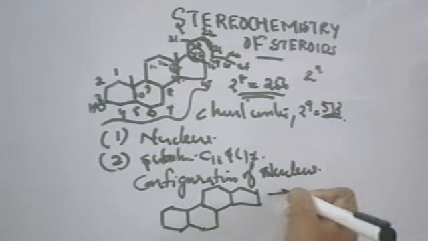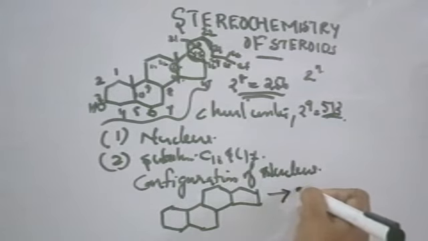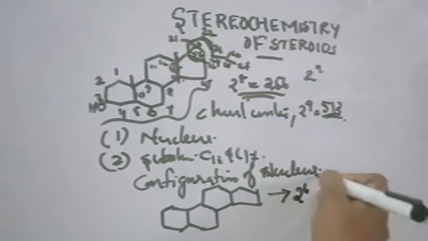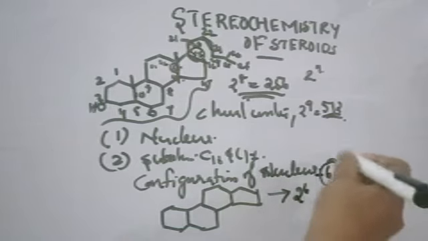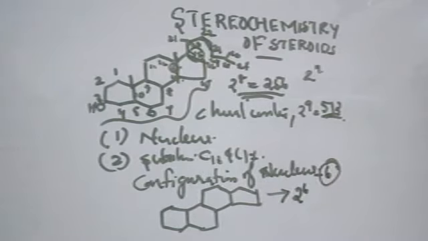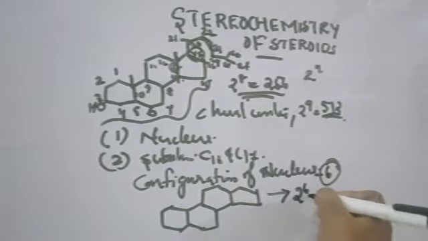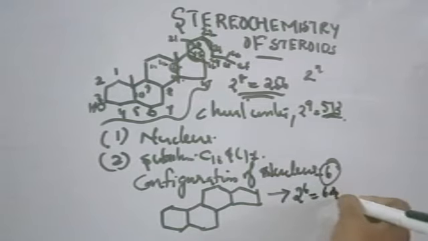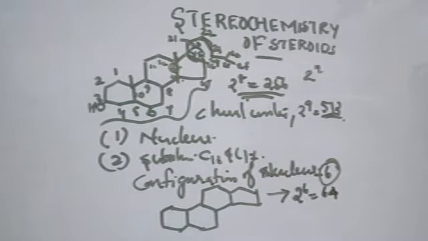And in this structure, the number of possible isomers is 2 raised to 6. There are 6 possible chiral centers. Therefore, 2 raised to 6, so our value will be 64. So there are 64 optical isomers that are possible for the configuration of the nucleus, that is cyclopentanoperhydrophenanthrene.